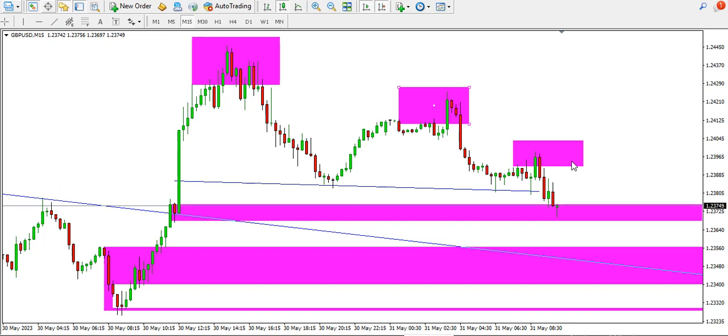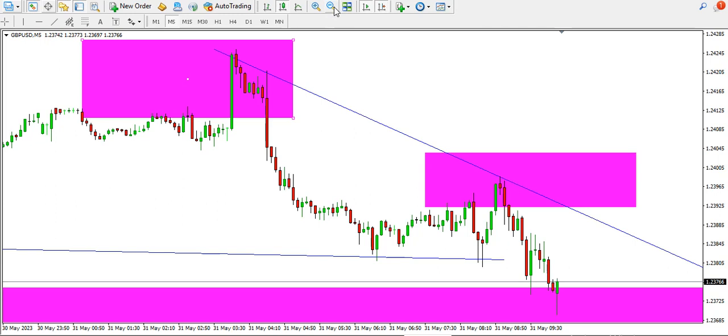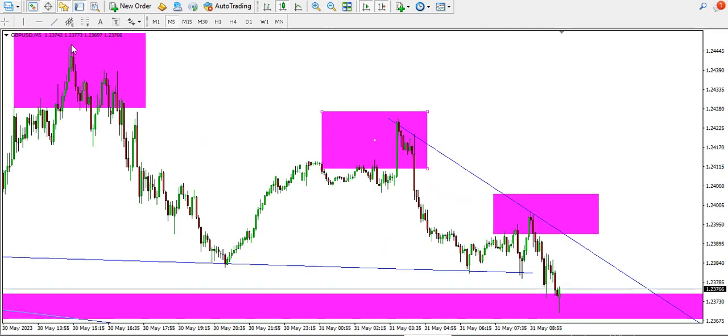Price might break the current descending trend line. This is our descending trend line for the GBPUSD. All right, so the 5-minute time frame is bearish. Price is bearish, and you can see we have a high, we have a low, lower high. We can see a lower low. So price is bearish for now. Price needs to break this descending trend line for price to show some bullish move.